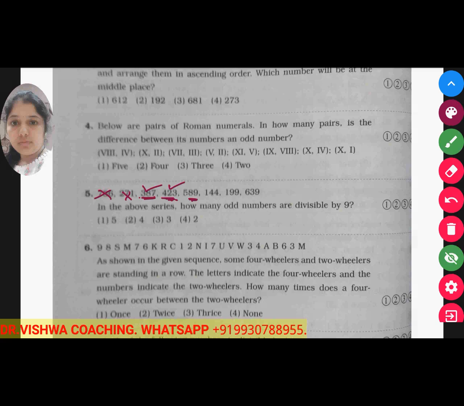So addition is 13 plus 9. So 13 plus 9 gives you 22. Again it is not divisible by 9. We are not going to take this number as it is even. This one, 9 plus 9, 18 plus 1, 19, not divisible by 9. This is also an odd number. It is divisible by 9 because the addition is 18. So 1, 2, 3 are the numbers which are divisible by 9 and they are odd. So option number 3 is the correct option here. Okay.